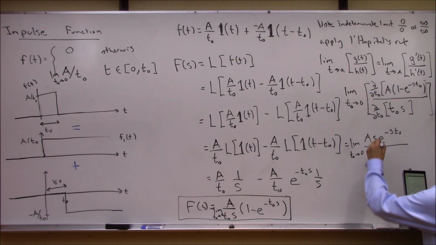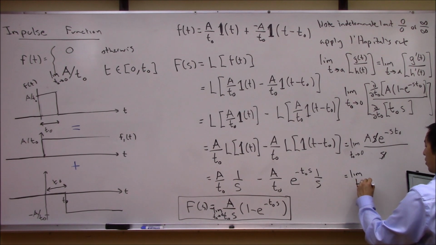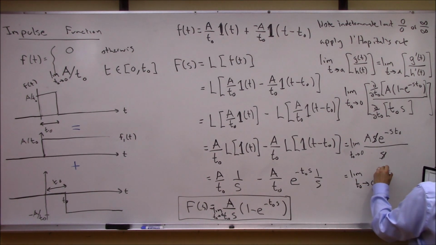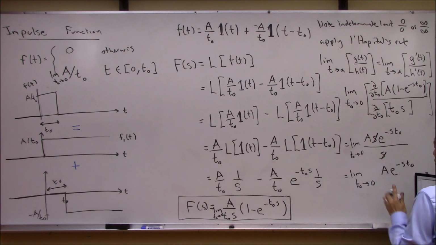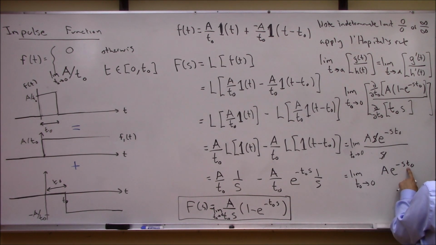Okay, great. So now the s's cancel, and we end up with the limit as t0 goes to 0 of a e to the minus s t0. Now we can evaluate this, and we see that as t0 goes to 0, this exponent just goes to a 1.